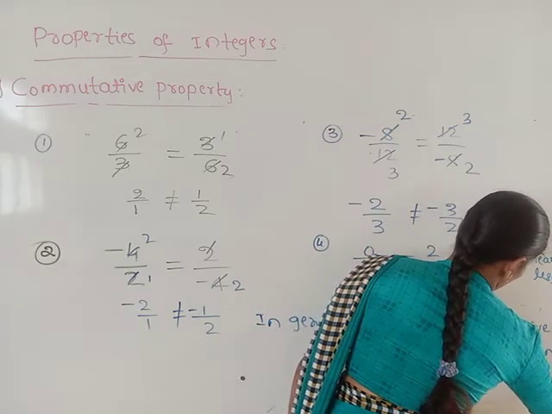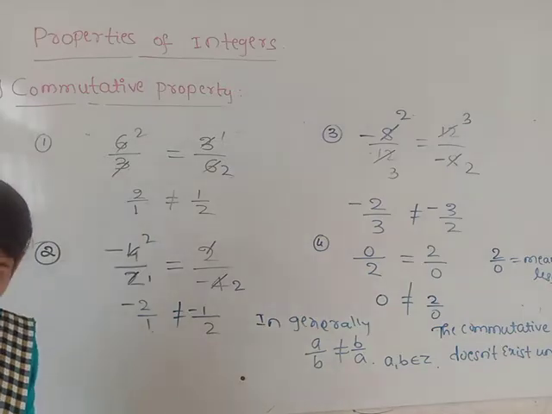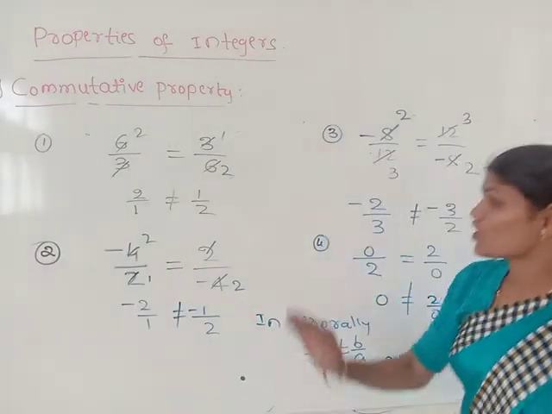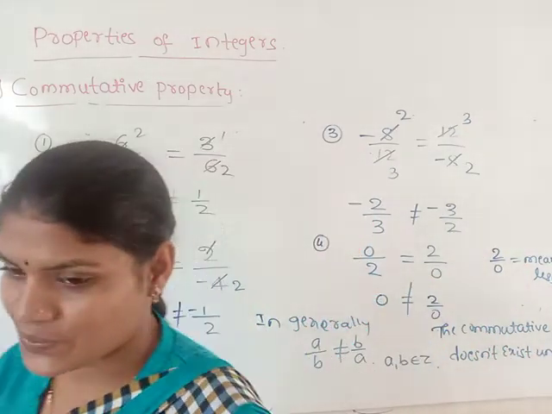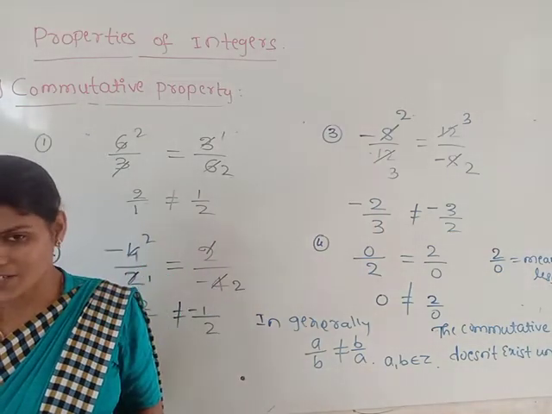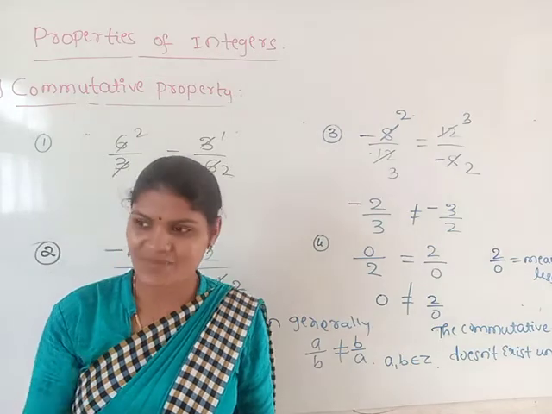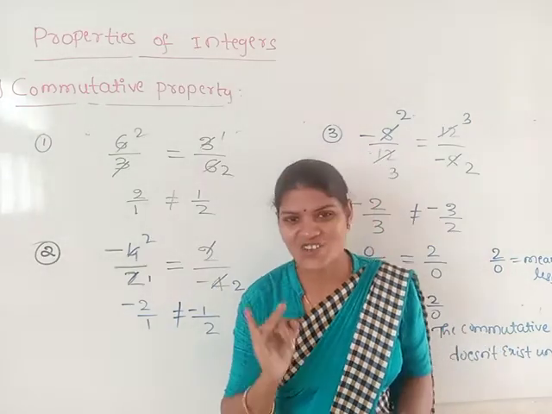Please tell me under which two operations the commutative property exists here? Only under addition as well as multiplication. The commutative property exists for the set of integers, but under subtraction and under division, the commutative property does not exist. Okay? Now go back to your closure property. Please check that the closure property exists under addition. Yes. Subtraction. Yes. Multiplication. Yes. But under division, the closure property does not exist.